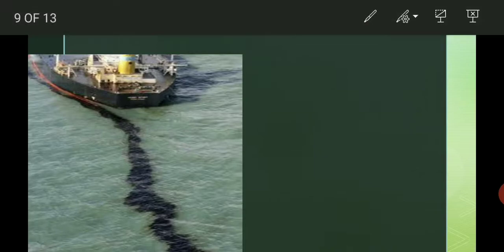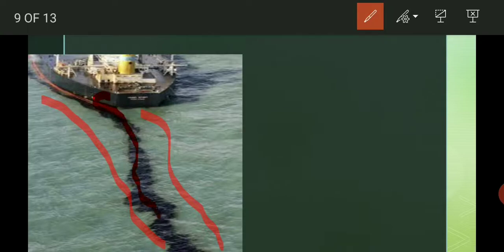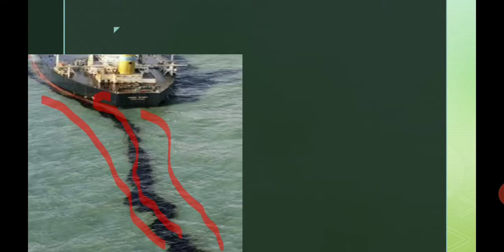So next, look, this is a picture of a tanker in a sea. There is a black color line. So what is this black line in the sea? This is the oil spilled from this tanker. So how is this oil harmful? This oil is definitely harmful to the living creatures in the sea. Okay, how is this oil harmful to us?